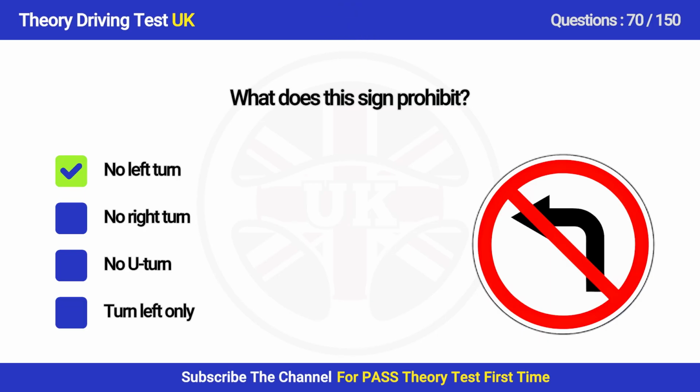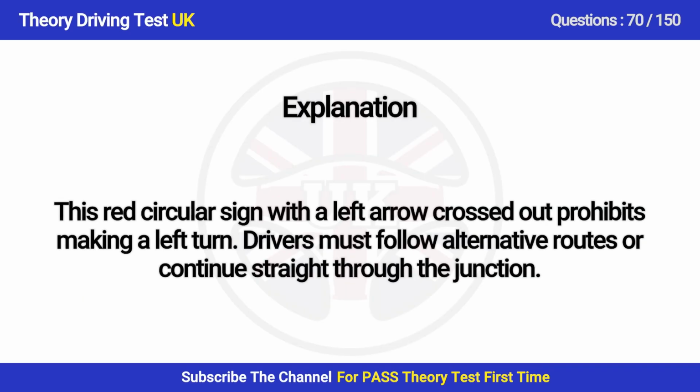Answer is A. No left turn. This red circular sign with a left arrow crossed out prohibits making a left turn. Drivers must follow alternative routes or continue straight through the junction.